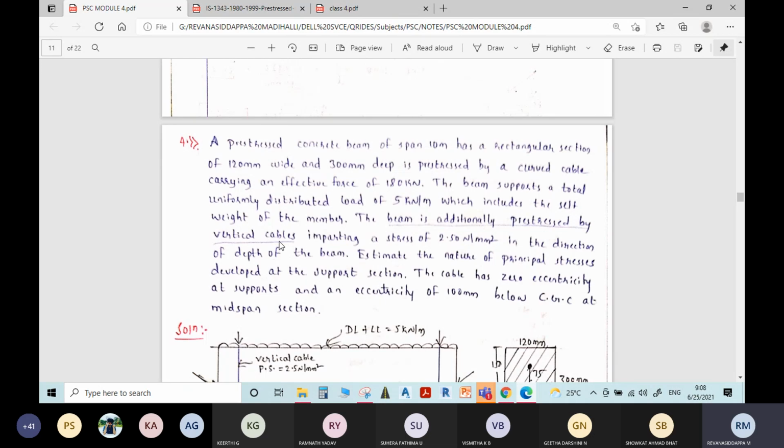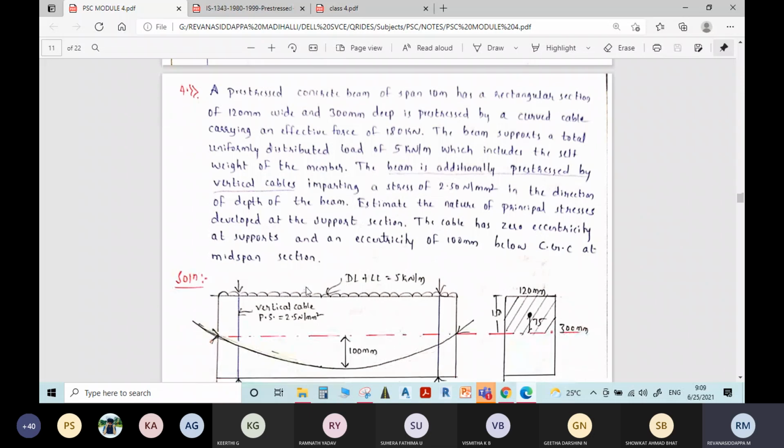Okay, just go through the problem. Here the vertical pre-stress is also given. A pre-stressed concrete beam of span 10 meter has a rectangular section of 120 by 300. It is pre-stressed by a curved cable carrying an effective force of 180 kilonewton. Pre-stressing force is given, that is 180 kilonewton. The beam supports a total uniformly distributed load of 5 kilonewton per meter, which includes the self weight of the member.